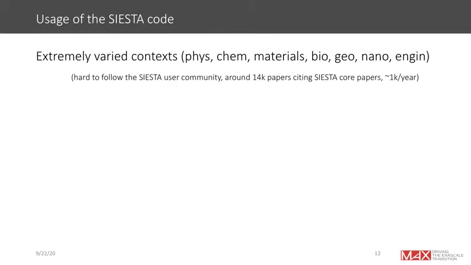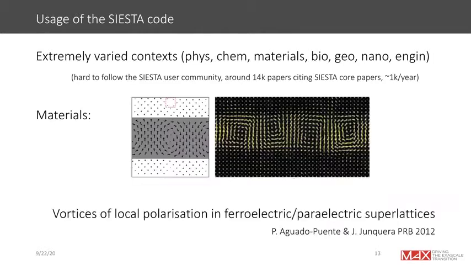Concerning the usage of the SIESTA code is extremely varied. I mean, in the moment you can put lots of atoms into a box, then there's quite a lot of simulations within the context of physics, chemistry, material science, bio context, geo, nano, even engineering. It is hard to follow what people are doing in the community, since we have of the order of 14,000 paper citations of the SIESTA core papers, around 1,000 a year. So you can imagine that there's quite a lot of variety in these things.